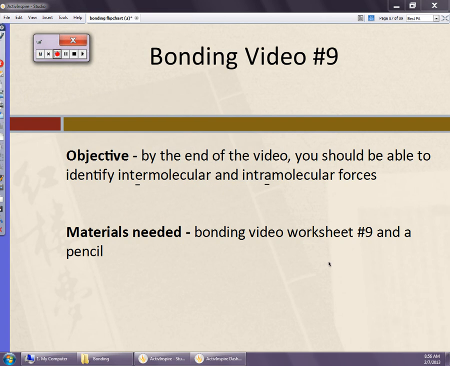This is bonding video number 9. By the end of the video, you should be able to identify inter and intramolecular forces. Notice the only difference between the two is the one letter difference, inter and intra.